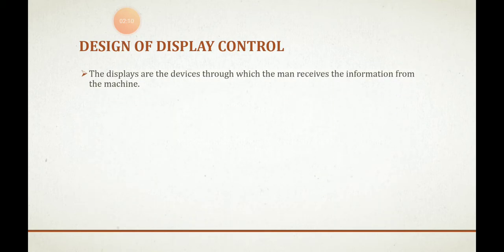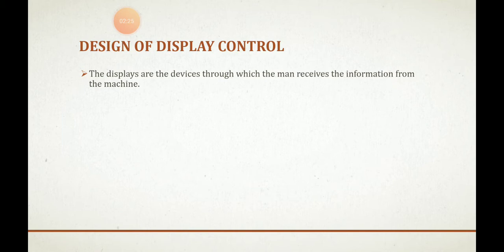So displays are those devices through which you receive information. Whatever you perform will be displayed on the display unit. That is basically the output device. A good display is one which allows the proper combination of speed, accuracy, sensitivity and range of display. So this is the design of display control unit. Next we will see the types of display.